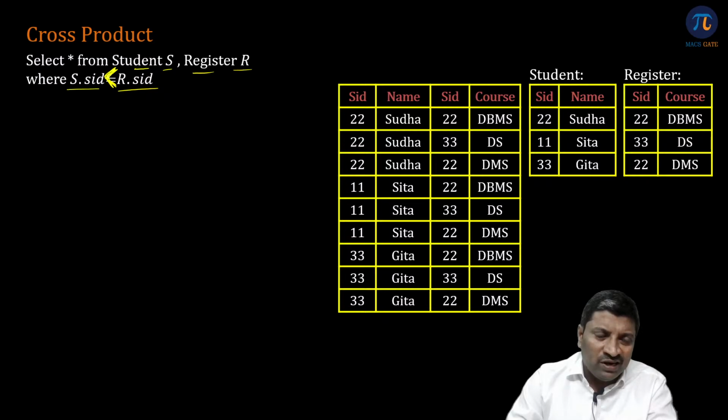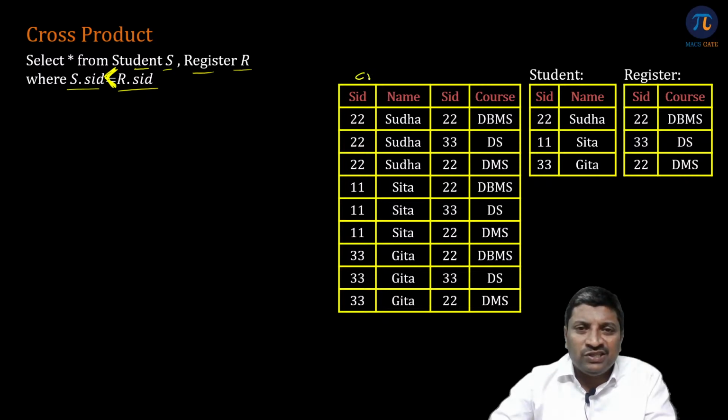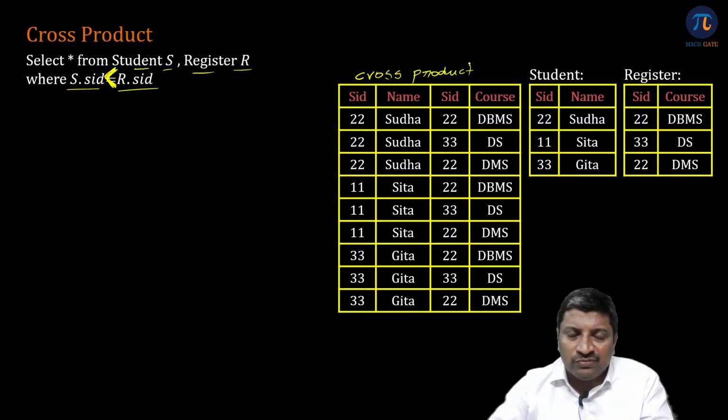Let us suppose I have less than. Then what are the records you can have, sir? This is the result of the cross product. Even internally, first it will form the cross product, then only it will filter the records, right?